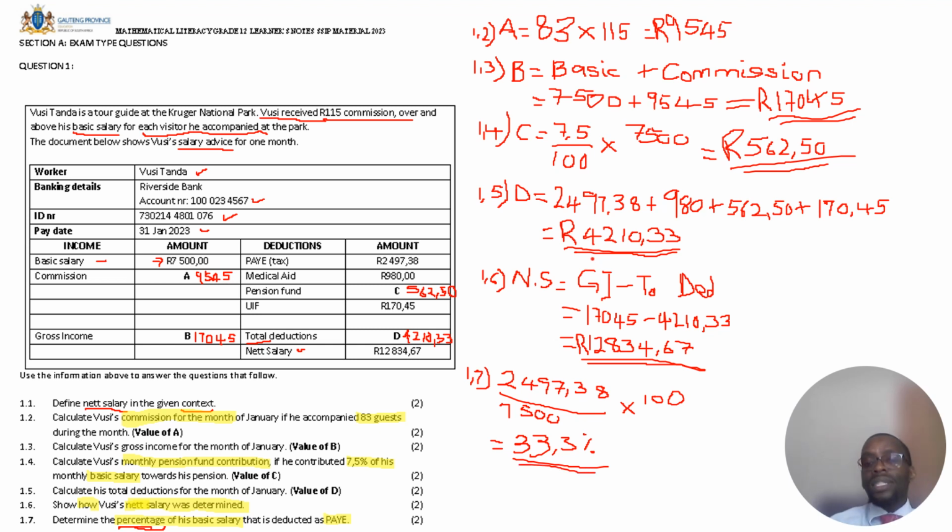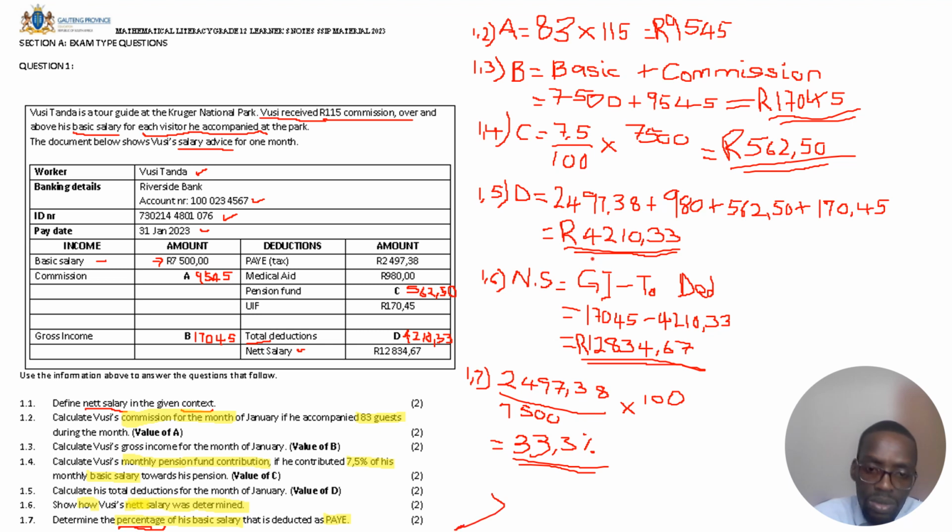Okay, so that's the percentage of the basic salary that is going to be deducted as payee. So it means it's 33.3%. Okay, so when you have done that, then it means you have completed. And I want to believe that out of the 7 questions that we did there, you got everything correct. Well done.